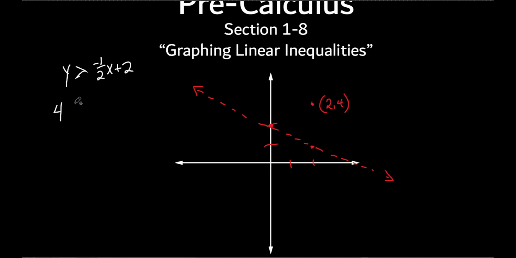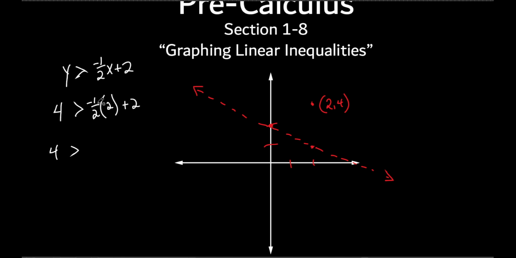So I put a 4, and then put greater than negative 1/2 times 2, and then plus 2. Let's see what that is. What we want to do is I'm doing a test. I'm testing to see if that point is a point that I want to include in my answer. You'll see in a minute how it all works out.